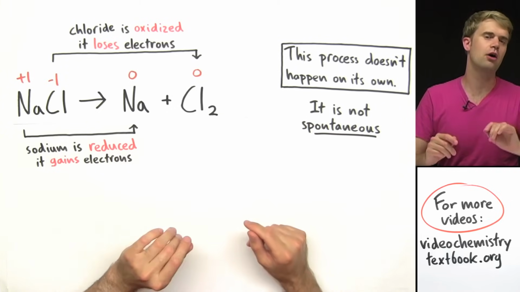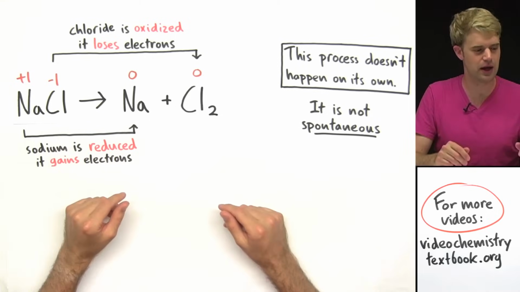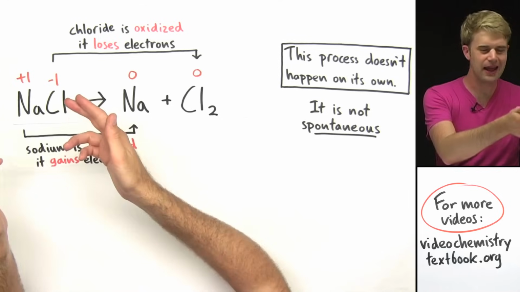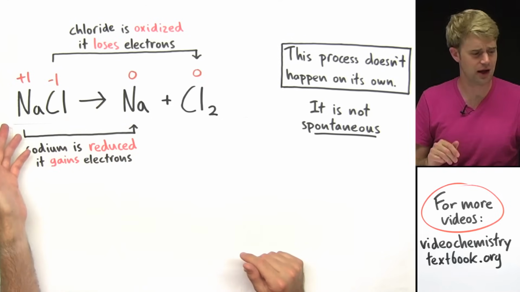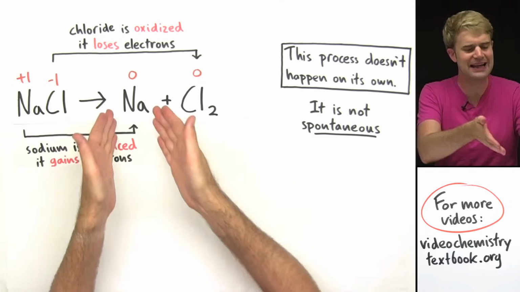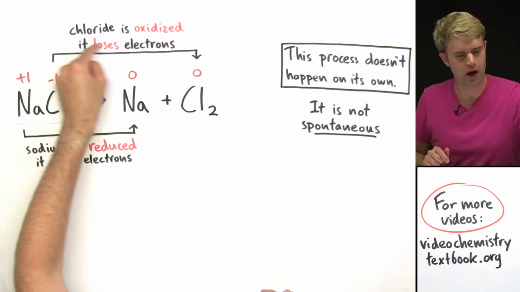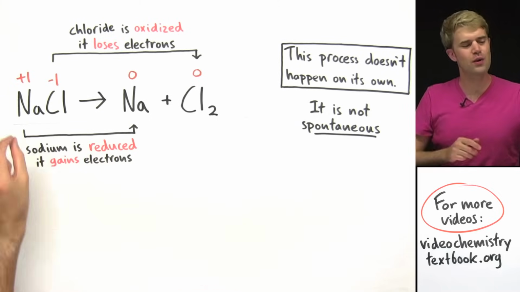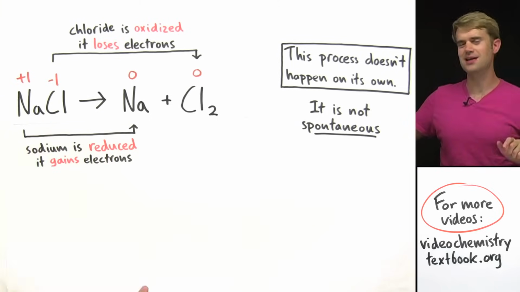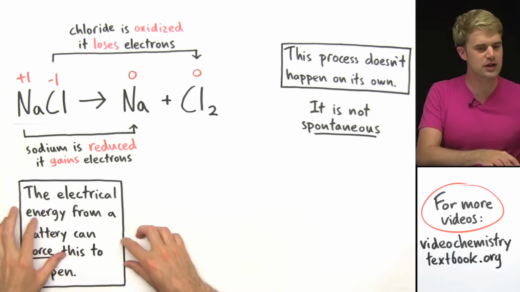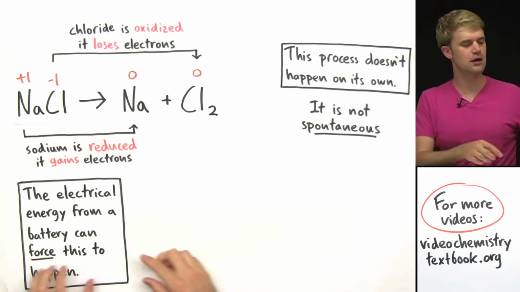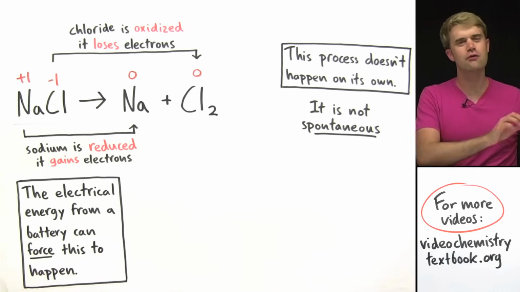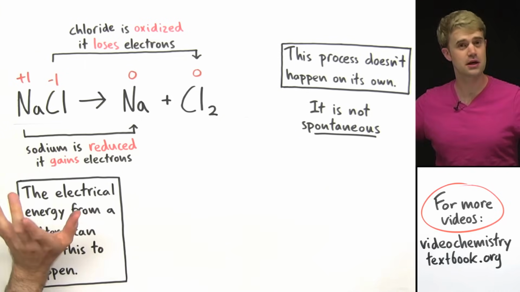Now, a big part of the reason why this isn't a spontaneous reaction is because sodium and chloride over here are really happy with the number of electrons that they have. Sodium doesn't want to gain more electrons, and chloride here doesn't want to lose electrons. They're totally set right here. So we have to force this process to happen, and that's where the electricity part of electrolysis comes into play. The electrical energy from a battery can force this process to happen.